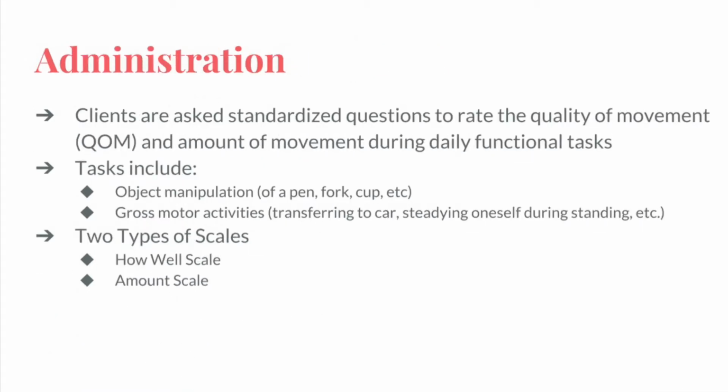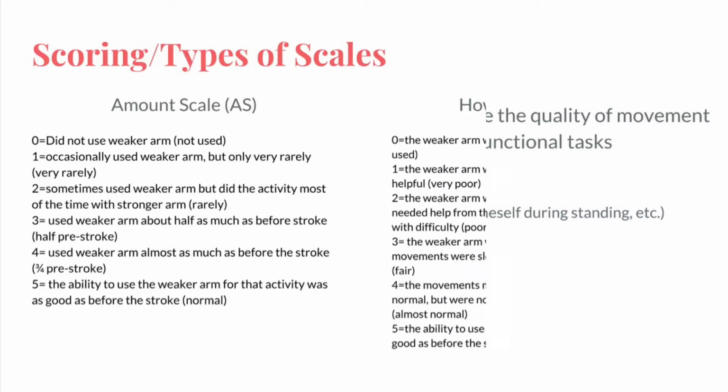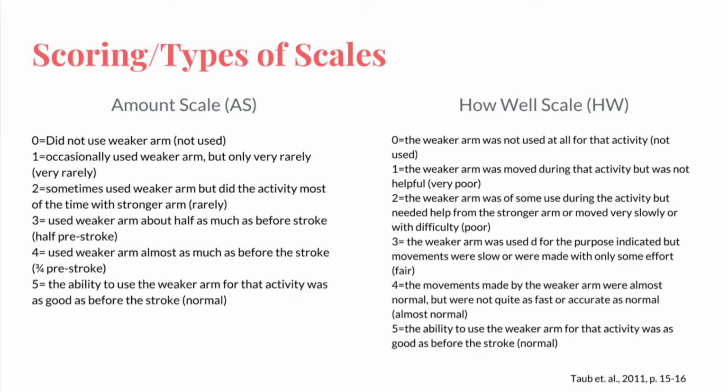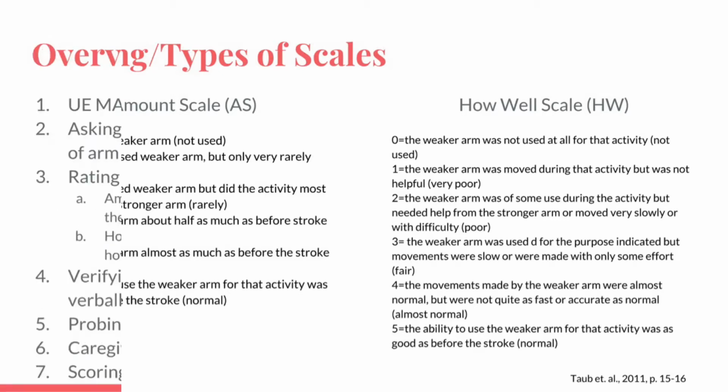In this assessment, an individual is presented with standardized questions to rate quality of movement and amount of movement during daily functional tasks. Two types of scales are used by the individual to rate each functional task. The amount scale is used to determine how often the individual is moving his or her arm. The how well scale is used to determine how well they are moving their arm, or the quality of the movement. The scales each score from a 0 to a 5, but the administrator must inform the participant that they can rate half scores. For example, a 3.5 if he or she feels that it best accurately describes their situation.